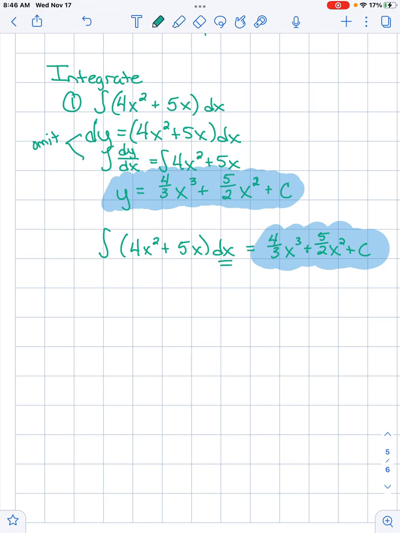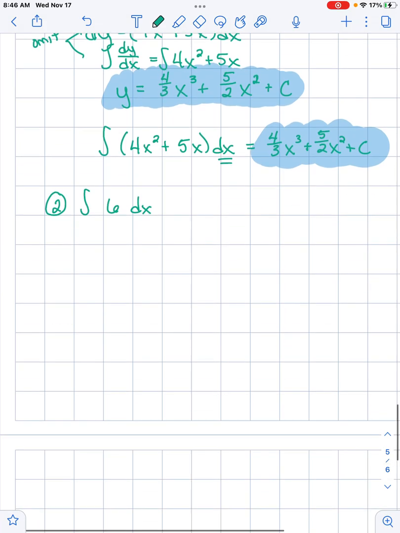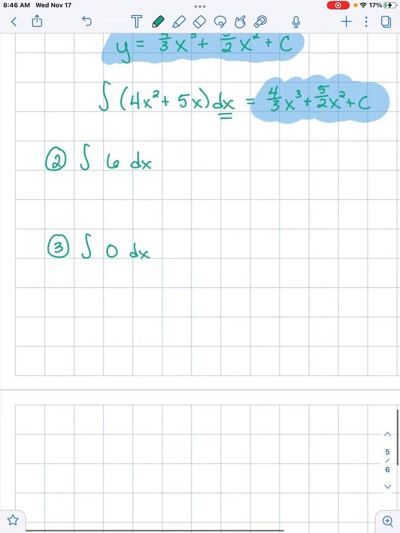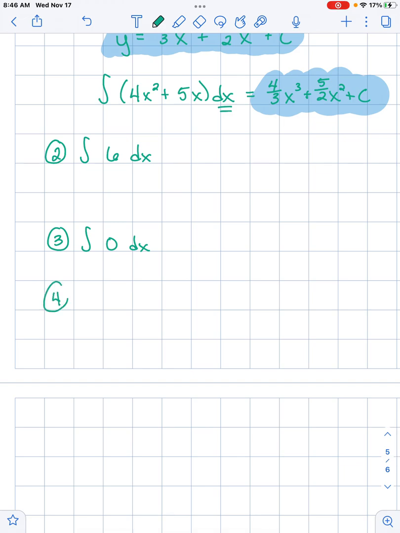All right, I'm going to give you a couple to try. I would like you to try this one. And this one. And one more. I would like you to try this one. This last one's going to be difficult. So take a moment, see if you can find each of those antiderivatives. Go do it, and then come back.